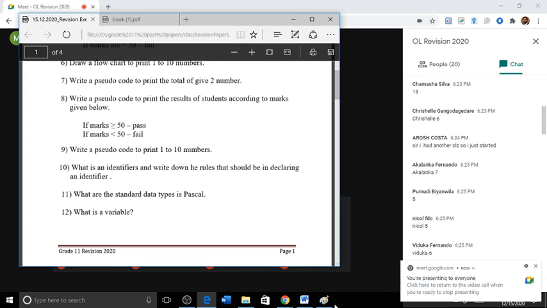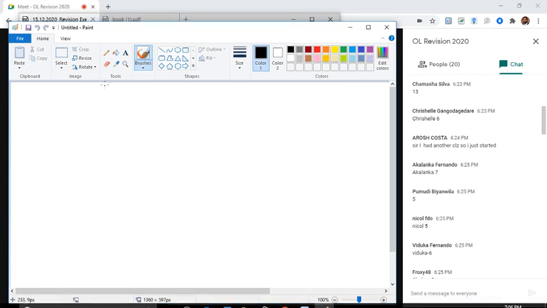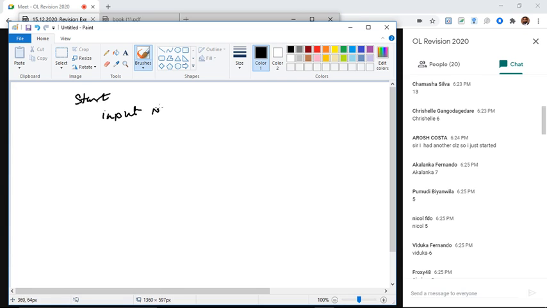Start, yeah, start. Input n1 comma n2, yes, good. Total equals n1 plus n2, yeah, display total, okay, end. Right. Okay, so here when you are writing, what will happen? So here they are asking to input two numbers. Start, as Nicole said, input n1 and n2, then total equal n1 plus n2, then display total, then stop.